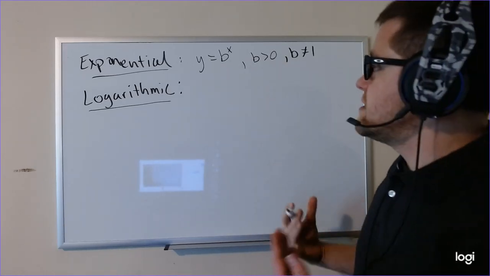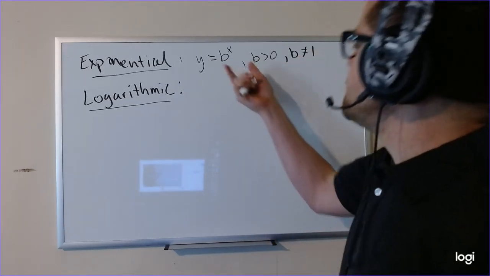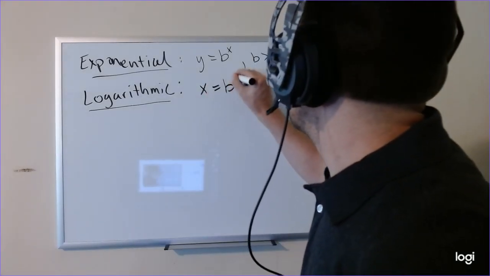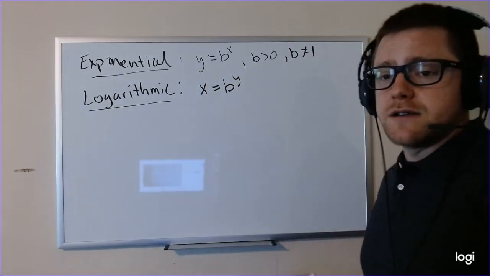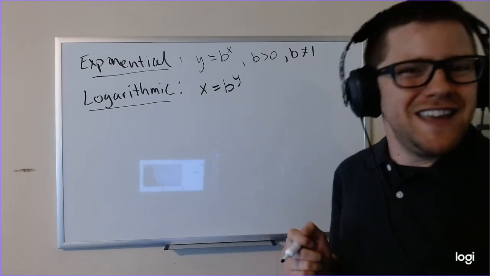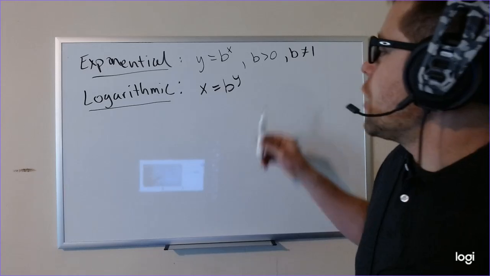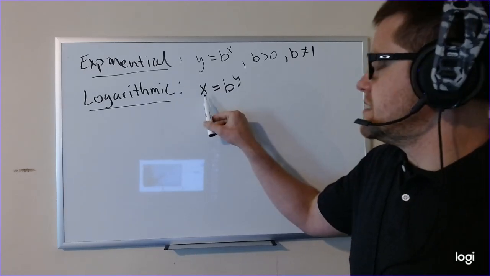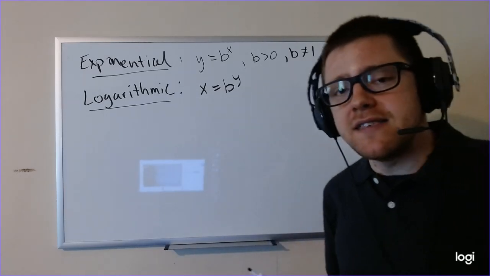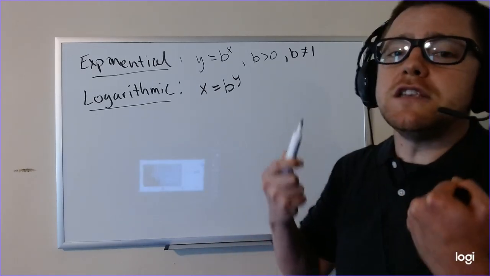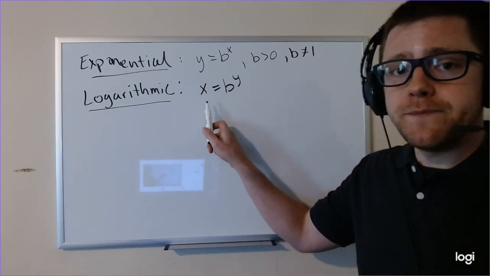So in the logarithmic function, we're going to switch x and y, and we're going to have the function x equals b to the y. You know, not revolutionary, right? But our perspective has changed. Our input isn't the exponent this time. That's our output. We're getting back the exponent. So the logarithm is the exponent that you need to use to get to your input.